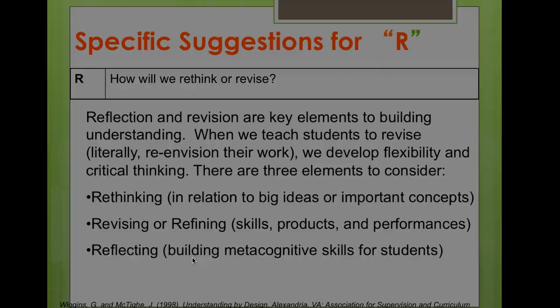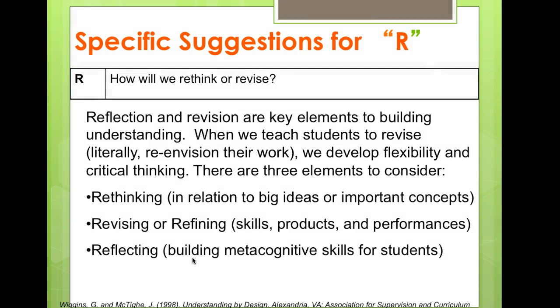If you've done a pre-test with them and they realize they don't understand quite what you were leading toward in the learning opportunities, they get to rethink it and say, oh, I've revised my thinking. I now think it's this instead of that. That's the revising or refining. And then reflecting, which is building metacognitive skills. Reflecting, thinking about your thinking and acting on it.